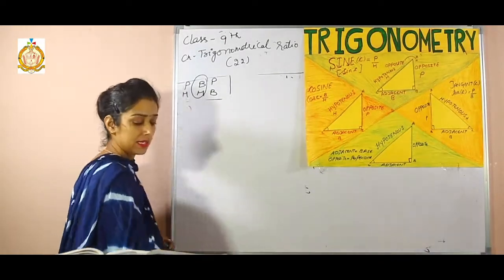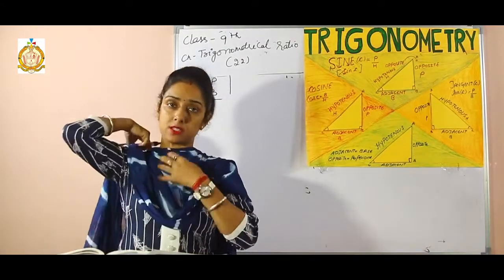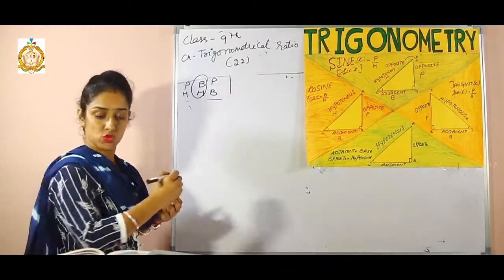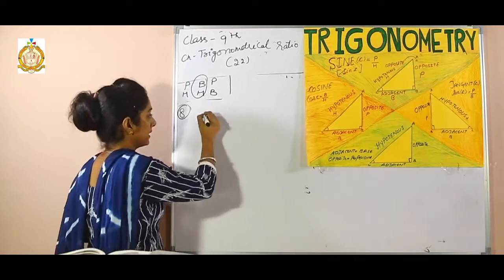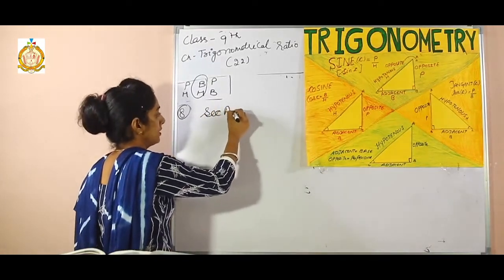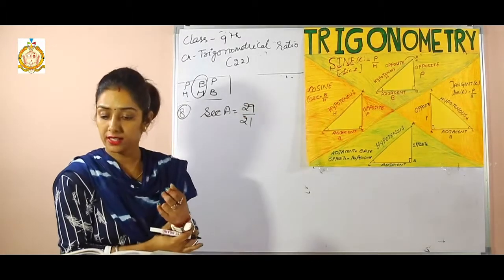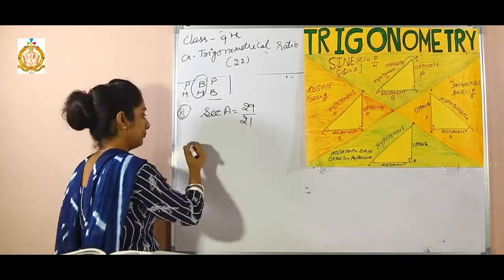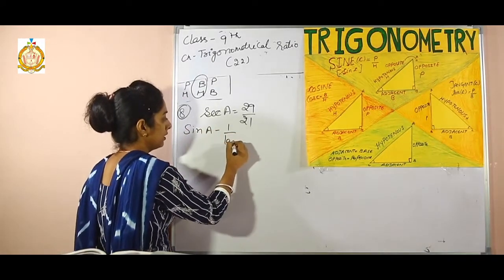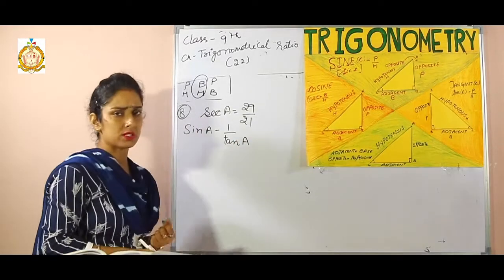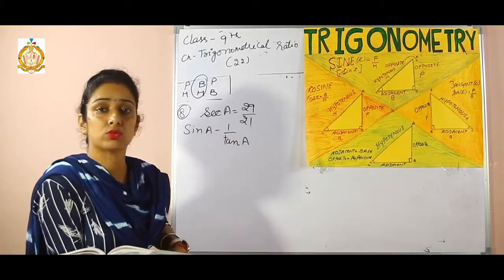This is a very easy exercise. If you practice at home, then you can easily do it, okay? Just this exercise needs practice, right? Now secant A is equal to 29 over 21. Evaluate sin A minus 1 over tan A. Now students, there is no diagram, no measurements, just secant A is equal to 29 over 21.